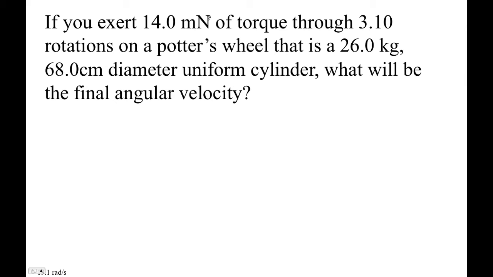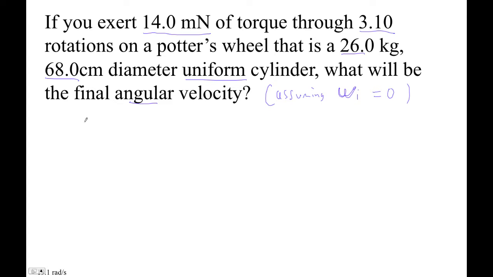Okay, if you exert 14 meter newtons through 3.1 rotations on a potter's wheel, that is a 26 kilogram, 68 centimeter diameter uniform cylinder, what will be the final angular velocity, assuming it starts at rest? The initial angular velocity is 0. That's an omega. Okay. Well, let me show you how to do this, right?